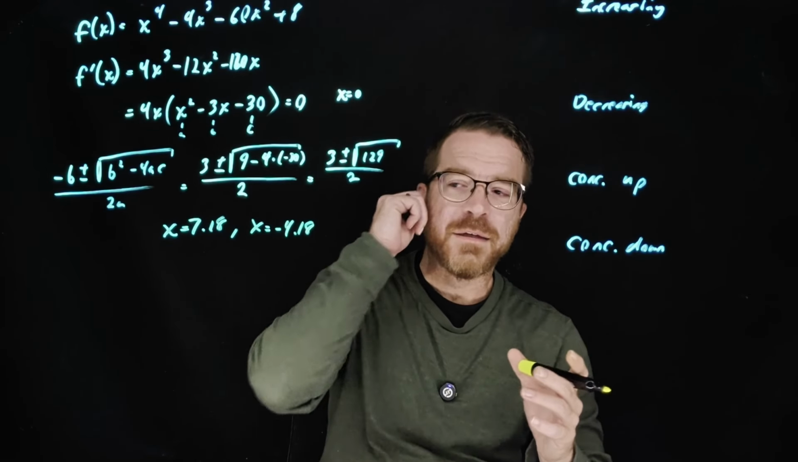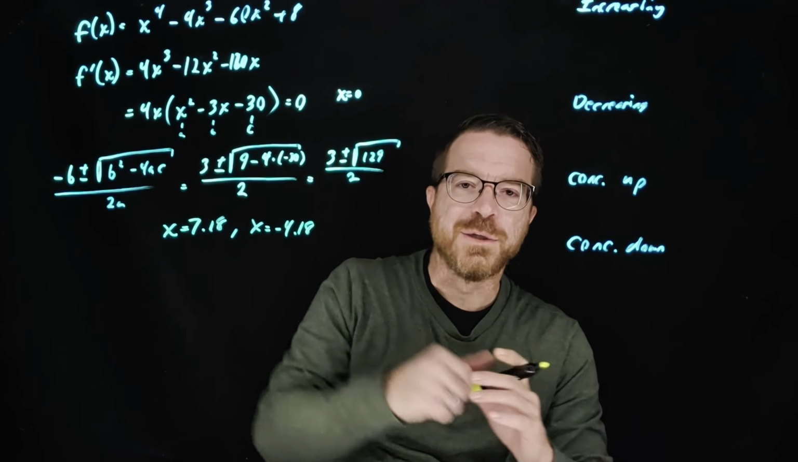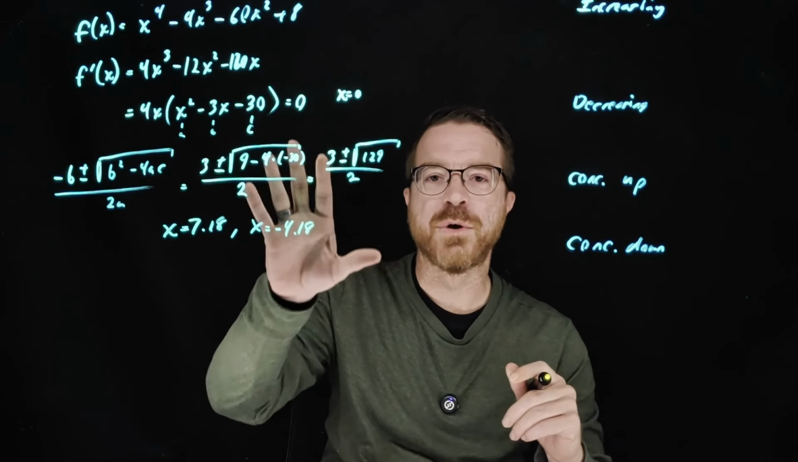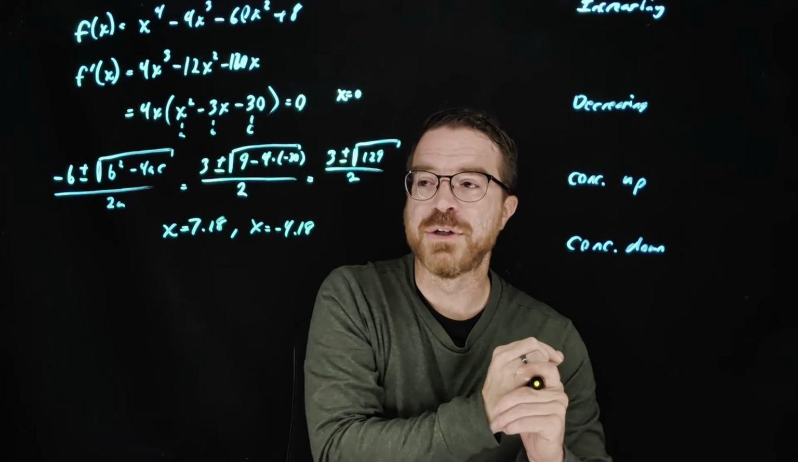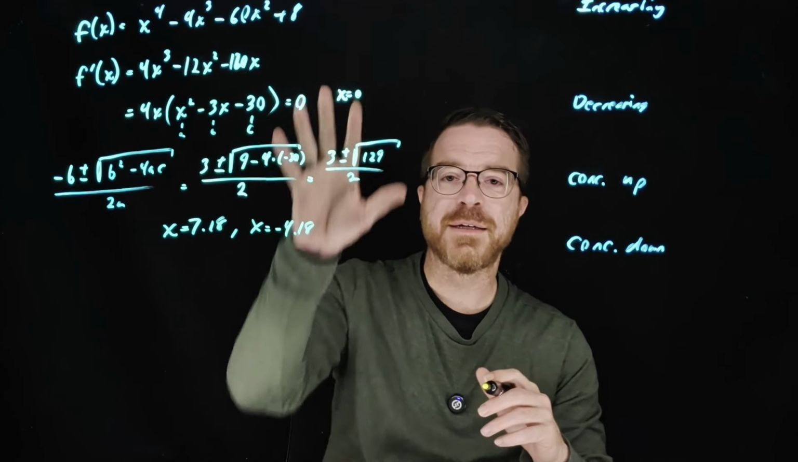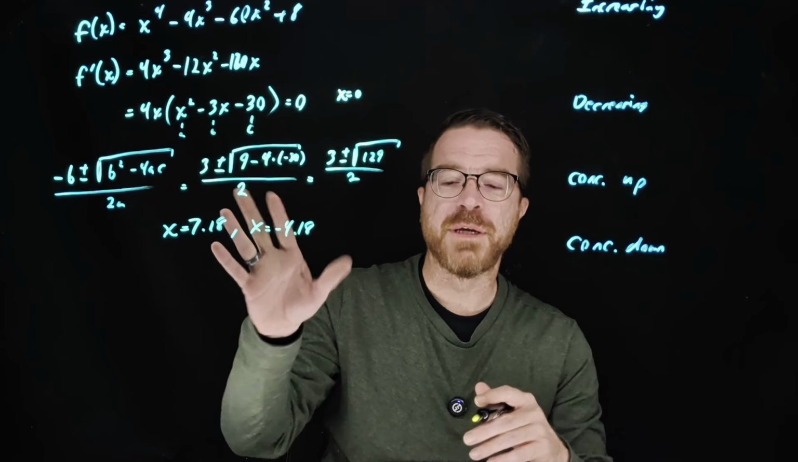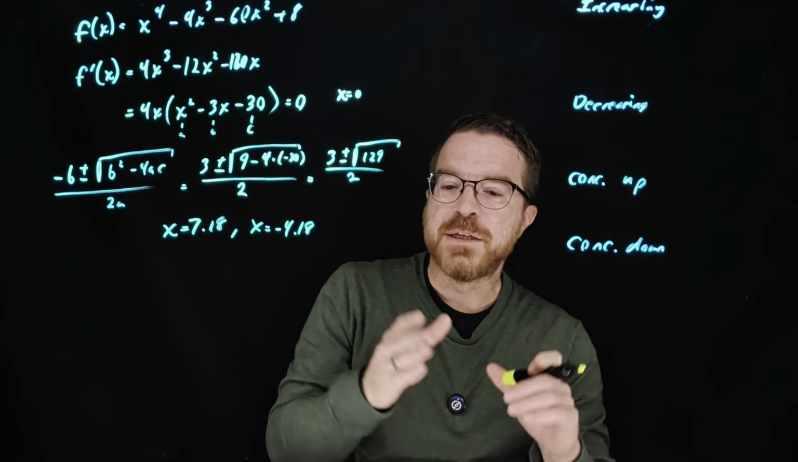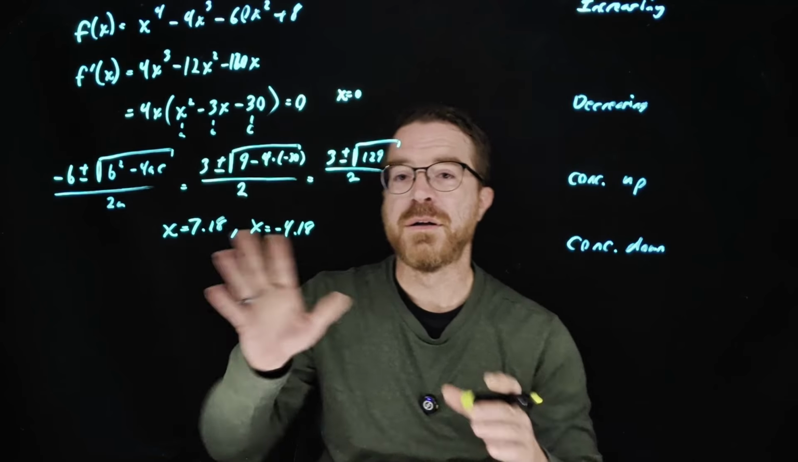Now, the reason I solved this numerically, I just plugged this into a calculator to figure out what this is equal to, is because we don't just want to know what the critical numbers are, we actually want to know where it's increasing or decreasing. So these are our candidates for where it goes from either increasing or decreasing. So what we're going to do now is we want to know what is happening on this interval.